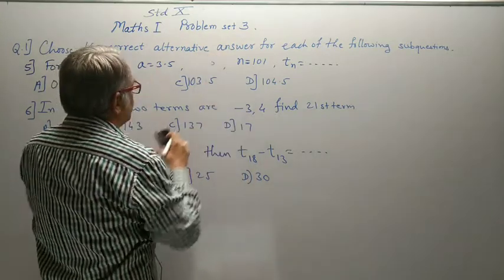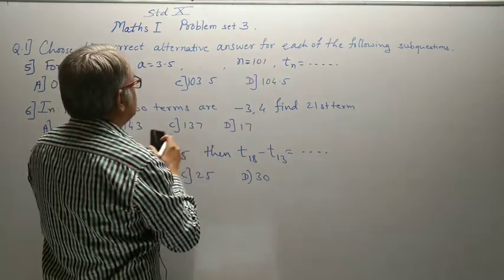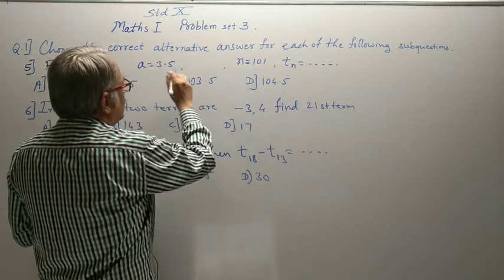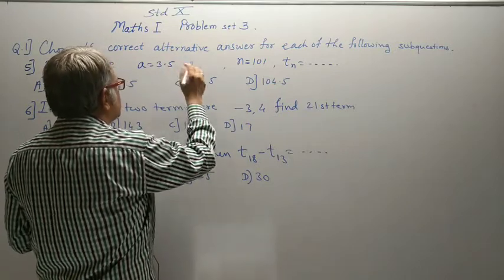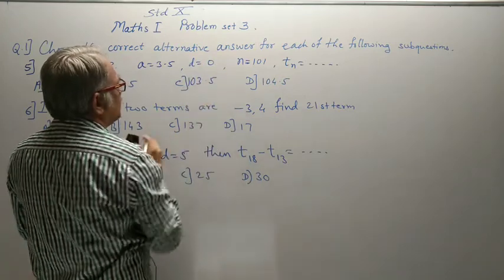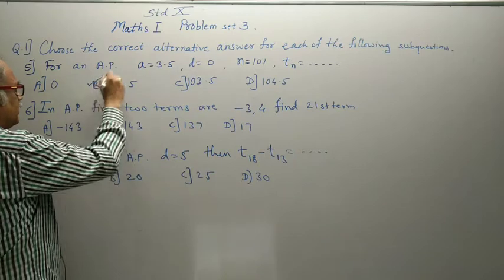Means A is 3.5, T100 is also 3.5, T101 is also 3.5. A is 3.5, the second term is also 3.5, the third term is also 3.5. All terms are the same. So the answer is 3.5. How?